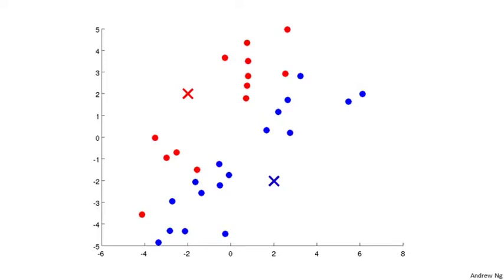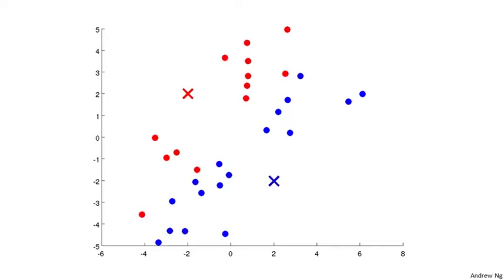The other part of the inner loop of k-means is the move centroid step. What we're going to do is take the two cluster centroids, that is the red cross and the blue cross, and move them to the average of the points colored the same color. So I'm going to look at all the red points and compute the average, that's really the mean of the location of all the red points, and move the red cluster centroid there. And the same thing for the blue cluster centroid. Look at all the blue dots and compute their mean, and then move the blue cluster centroid there.